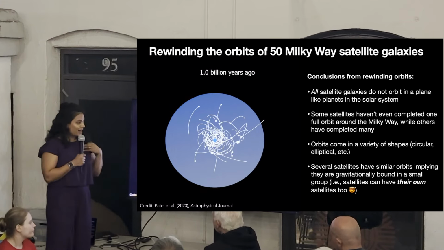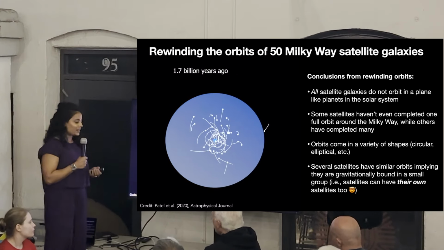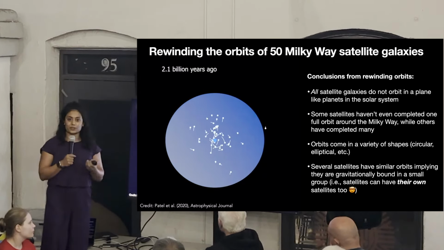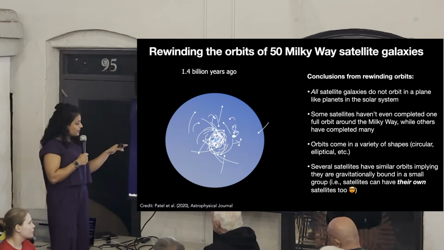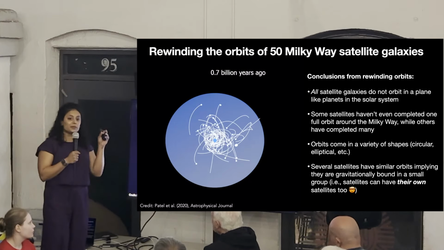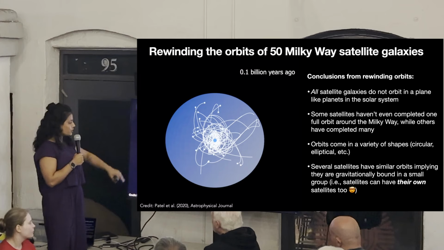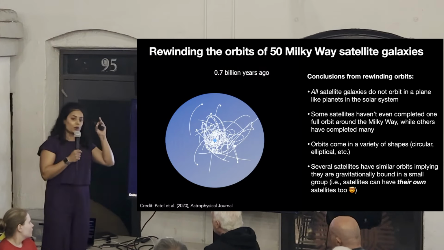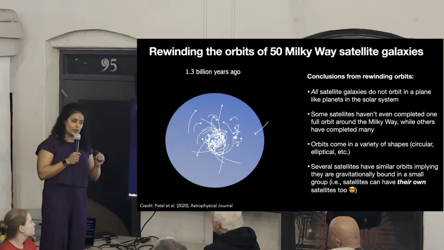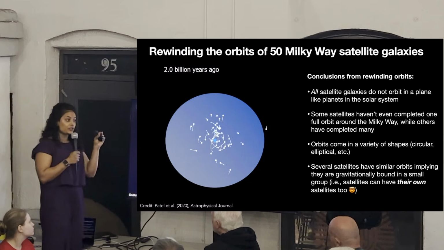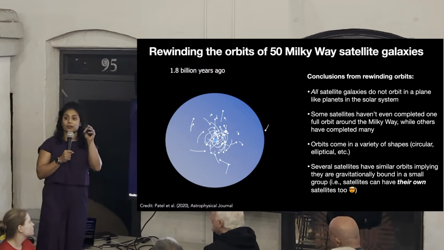And finally, maybe my favorite part about studying this is that we've recently started to realize that several of these satellite galaxies have really similar orbits. So about a handful of the ones shown here are orbiting with a very similar kind of trajectory. And what that implies is that they're actually gravitationally bound in a little group of their own.